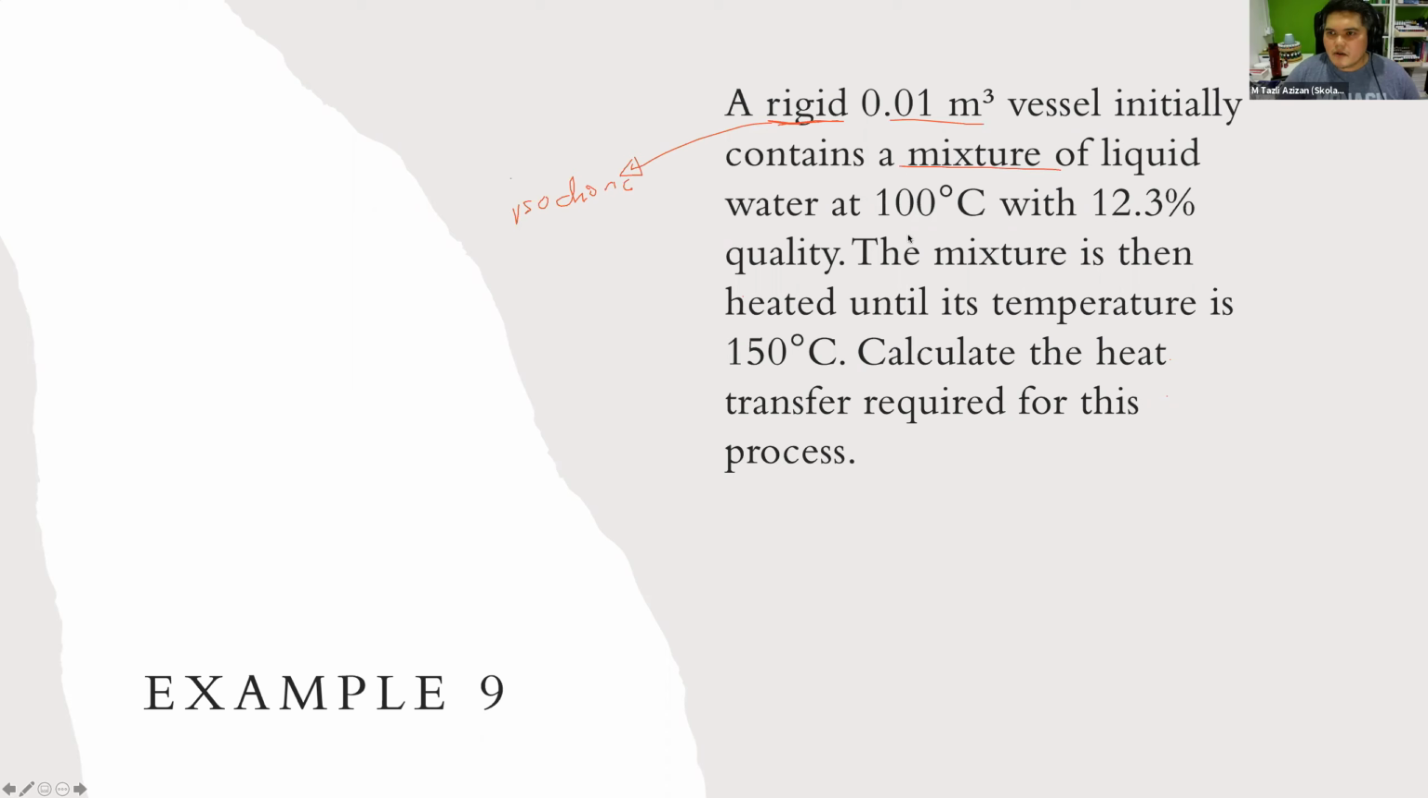Containing a mixture of liquid water at 100 degrees Celsius with 12.3% quality. So the term that comes in here is 12.3% quality, x equals 12.3%. How do we get x equals 12.3%? We have to remember that it is the mass of the vapor divided by the total mass. So the mixture is then heated until its temperature is 150 degrees Celsius. Calculate the heat transfer required for this particular process.